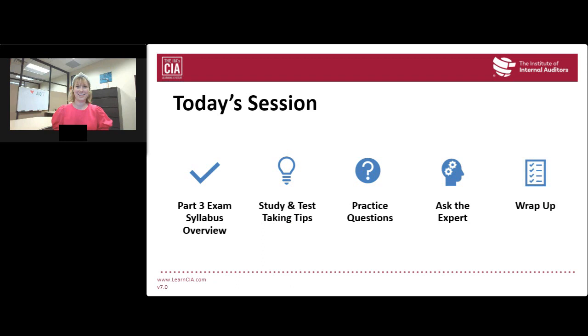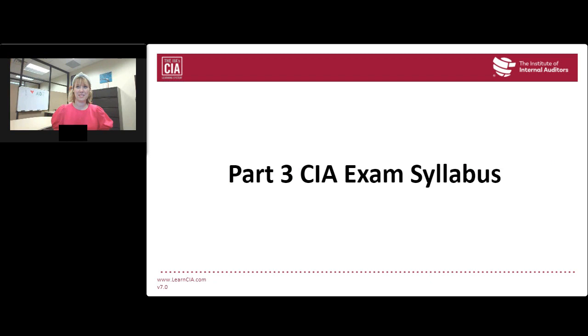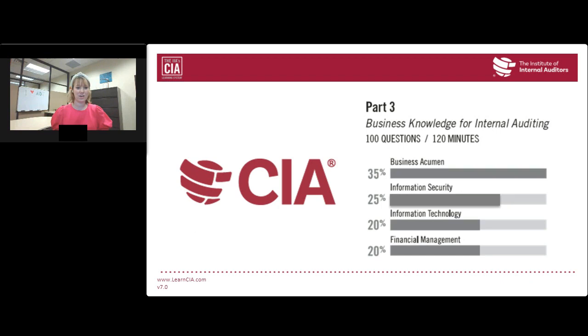In our Part 3 exam syllabus, kicking this off, we're going to have a large portion, 35%, on business acumen, or business knowledge, and then also a fairly significant part, 25%, on information security, 20% on information technology, or IT, and 20% on financial management. This is actually a little bit different than when I took the exam, and there was a lot less on information security and information technology.